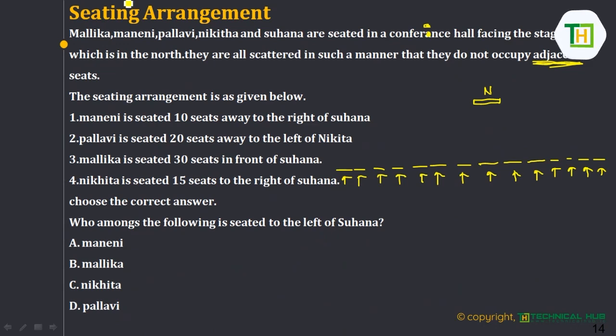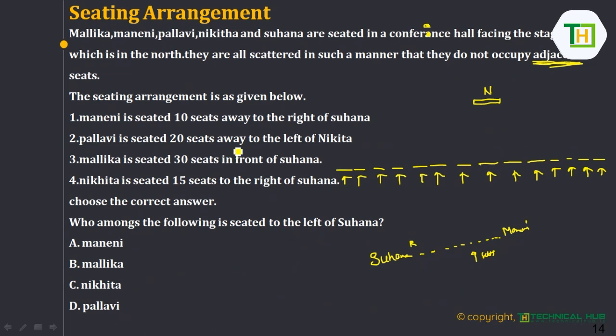Okay, so what is given? The seating arrangement is as given below. Maneni is seated 10 seats away to the right of Suhana. For example, here it is Suhana, and to the right side, because this is the right hand side, they are facing the north. So 10 seats away means like this. The 10th seat is for Maneni here. So this is 9 seats in between them, right?